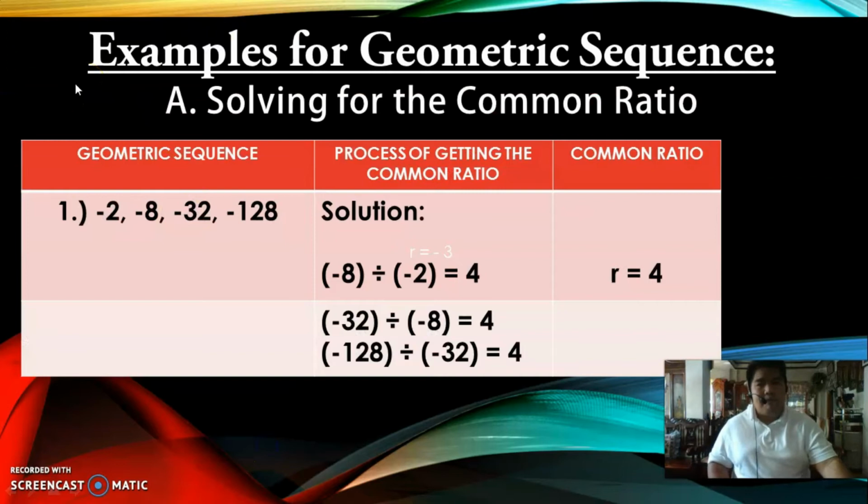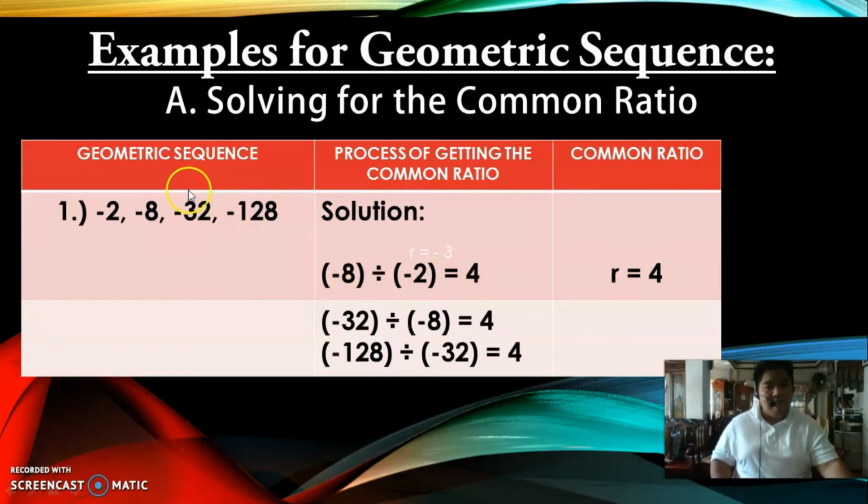More examples for geometric sequence. Letter A, solving the common ratio. If I have here geometric sequence negative 2, negative 8, negative 32, negative 128. What could be the process of getting the common ratio? For the solution, it can be the second number divided by the first number, that is negative 8 divided by negative 2. Both are negative, therefore, negative divided by negative is positive. So negative 8 divided by negative 2, that's actually positive 4.